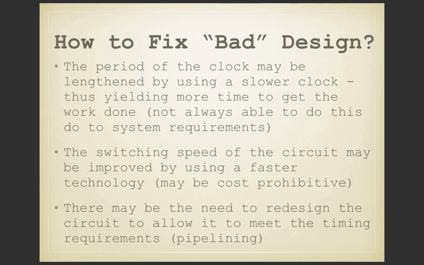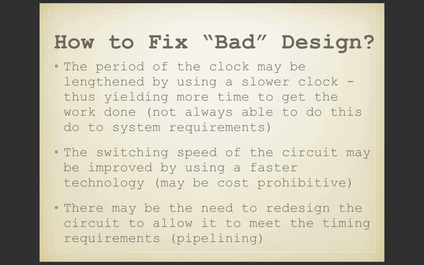The first choice is you could slow the clock down. So that would mean you have a smaller frequency, which would mean you have a larger period. So you would have more time then to accomplish the work that needs to be done. The problem with that is you typically choose your clock frequency based on some system requirement. And it's not such a simple thing just to say, oh, instead of 100 megahertz, I'm going to run at 10 megahertz. Let's say in a gross example.